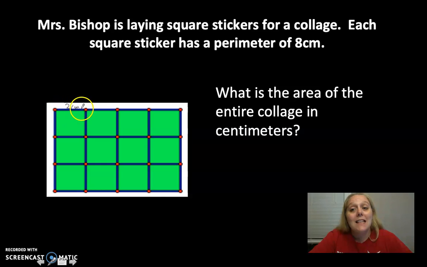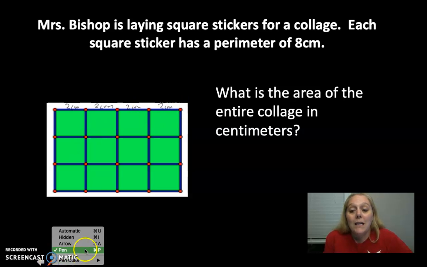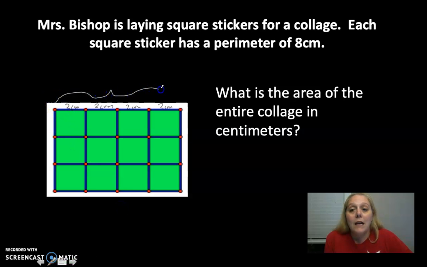So what that means is that this side is 2 centimeters, which means this square also has a side length of 2 centimeters, and this square has a side of 2 centimeters, and this square also has a side of 2 centimeters, which means that this side of our rectangle is not going to be 4 centimeters. This side is actually going to be 8 centimeters. And it's 8 centimeters because each one of these squares has a length of 2 centimeters, which is what we figured out in the last question.